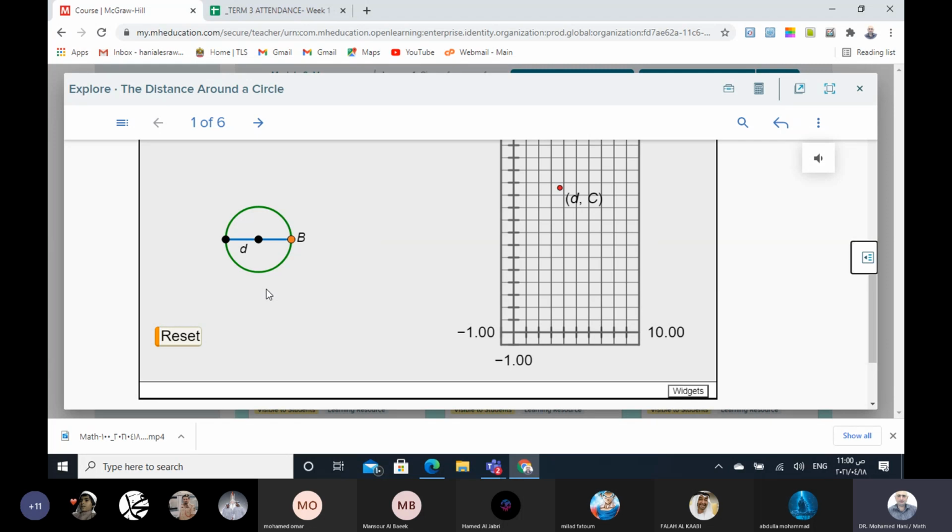And the blue line here, the line between 2 points in the circumference passing through the center of the circle, is called the diameter. It is represented by D.